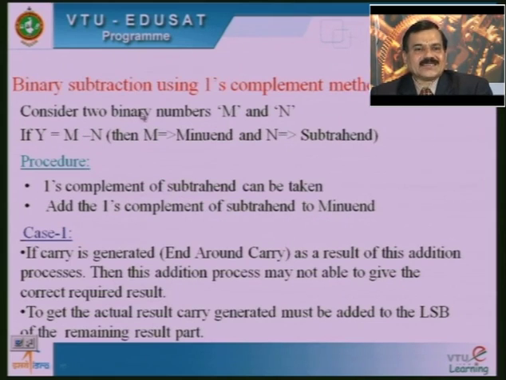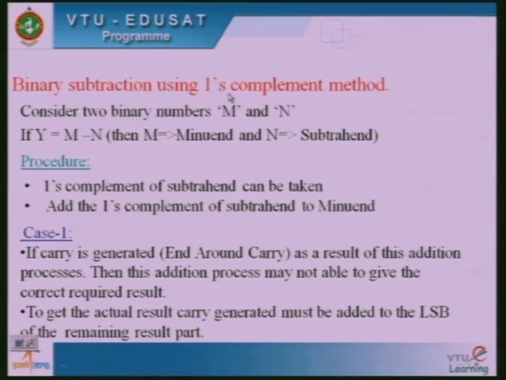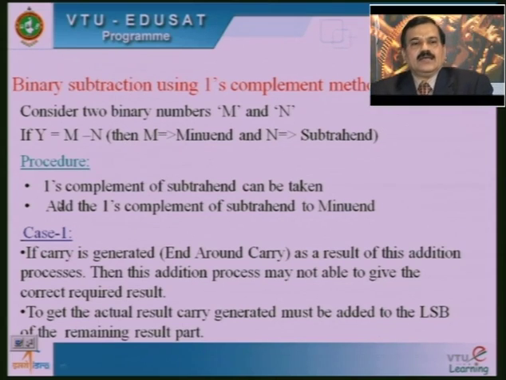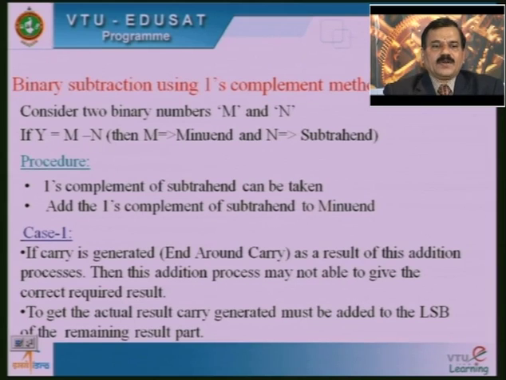Now, binary subtraction using 1's complement method. Consider two binary numbers m and n. If y is equal to m minus n, then m is treated as minuend and n is treated as subtrahend. Now, the procedure: first the 1's complement of the subtrahend is taken, after that we add the 1's complement of the subtrahend to the minuend. In this operation we may come across case 1 and case 2.